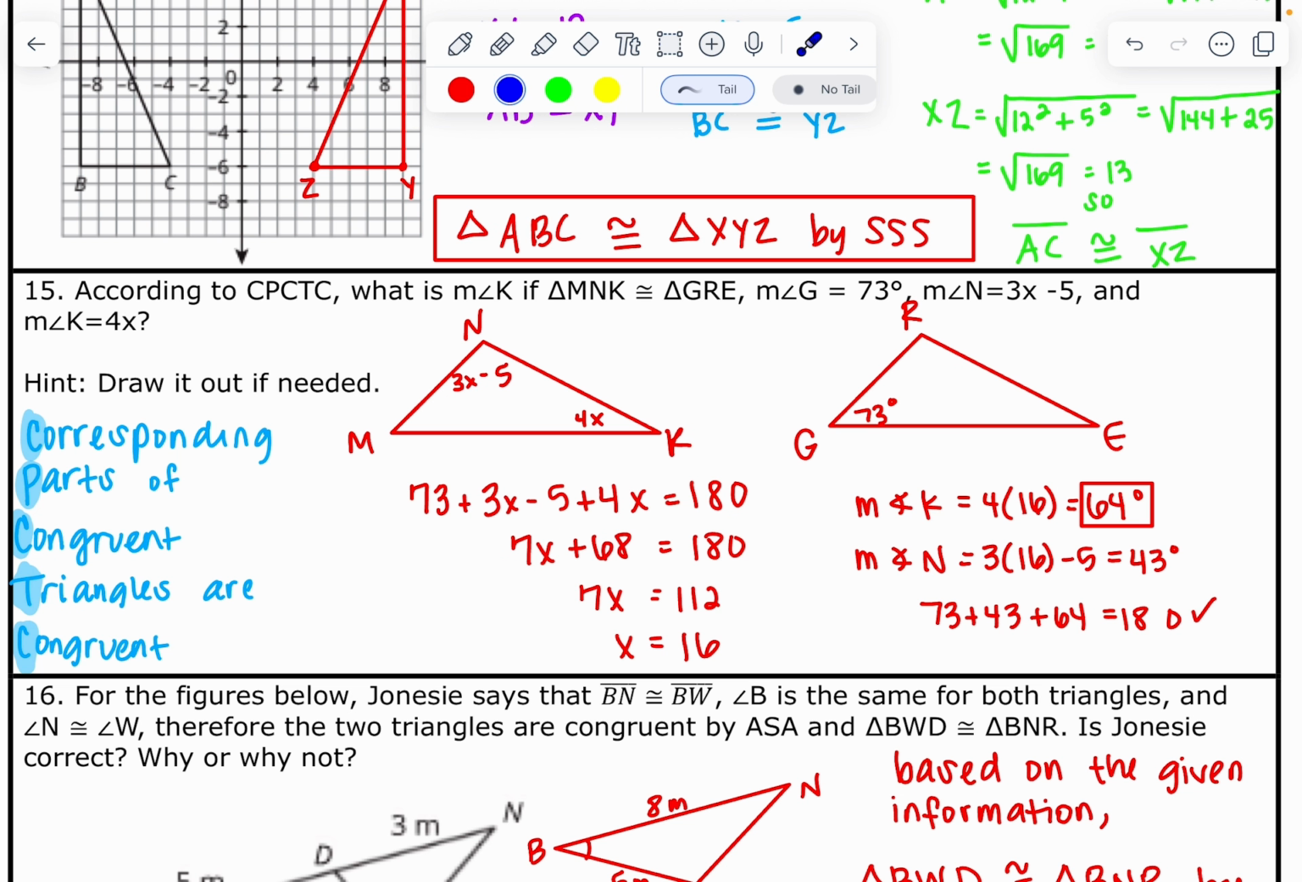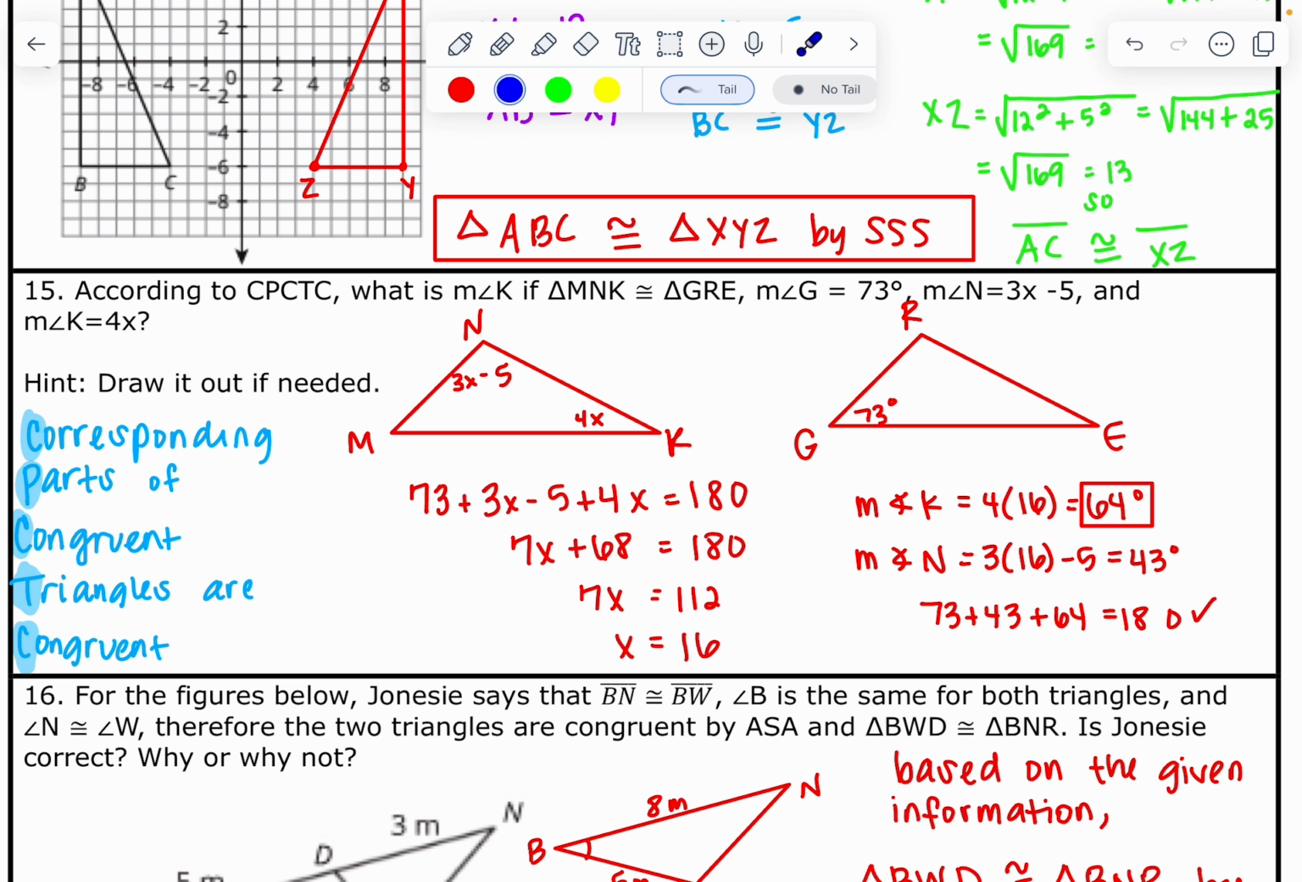So I just went ahead and drew two triangles. I drew them at random. I didn't know if this was supposed to be obtuse or not. It doesn't matter. Just draw two identical triangles, label them accordingly, making sure that M and G are in the same spot, that they're corresponding. Make sure N and R are corresponding, and make sure K and E are corresponding as well. And then just plug in the given information where it goes. And you can see here G is 73, N is 3x minus 5, and K is 4x.